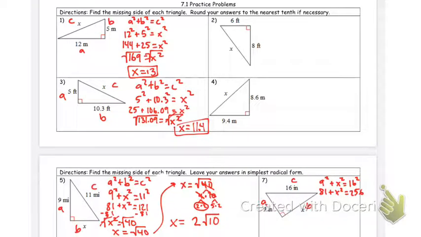Subtract 81 from both sides because we want to solve for X squared. And we get 175. So X squared equals 175. And now we want to square root both sides. And X is equal to the square root of 175. And now we want to break this 175 down. So we're trying to figure out what two things can multiply to 175.